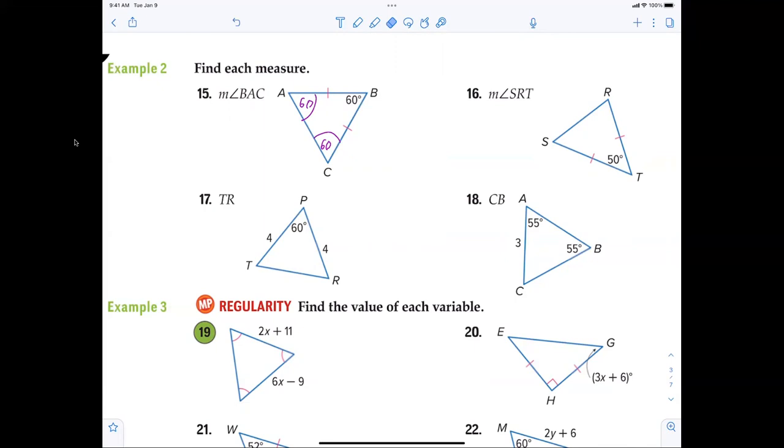Mr. Lockman, you're up, 16. What is angle SRT?